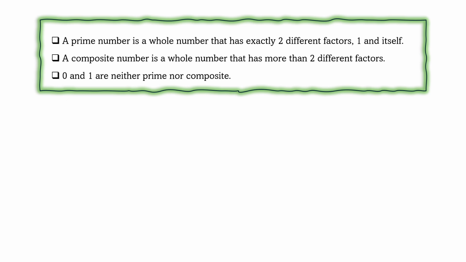Let's do some examples. Let's look at the number 13. So 13 is equal to 13 times 1, and therefore it has two different factors, 1 and 13.